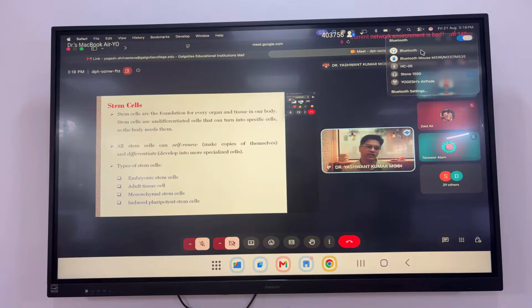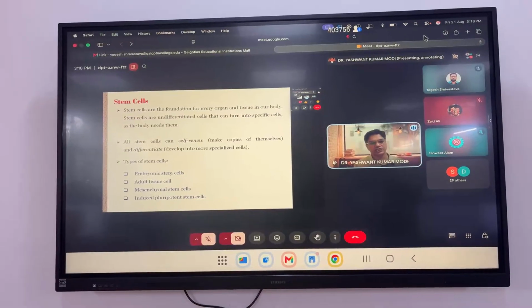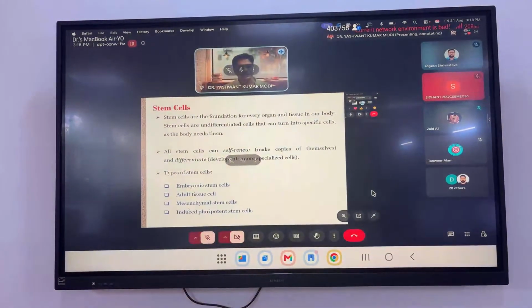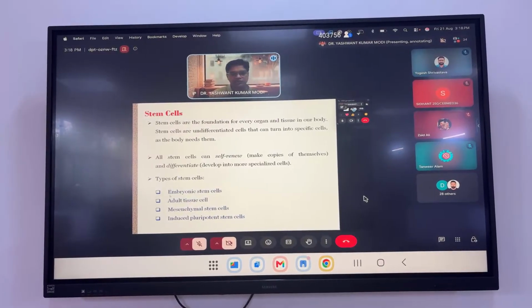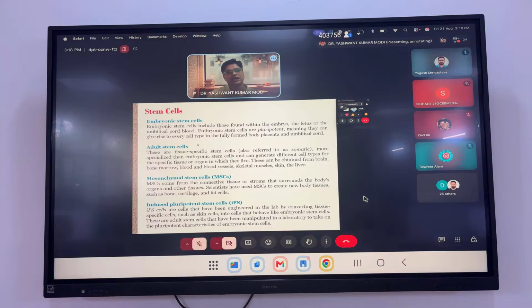There are different types of stem cells: embryonic stem cells, adult tissue cells, mesenchymal stem cells, and induced pluripotent stem cells. These are four different types of stem cells, where the embryonic stem cell is the most common one. What they are, let us see.